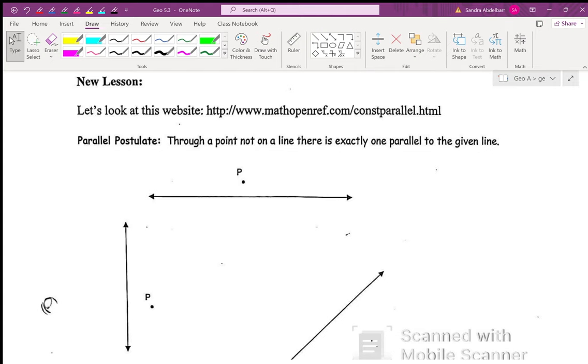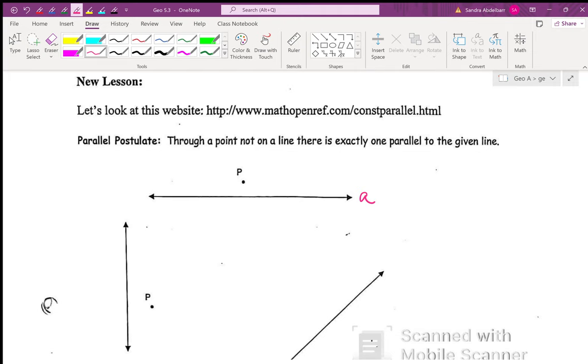The parallel postulate tells us through a point not on a line, there is exactly one line parallel to the given line. So let's say I have this line, line A, and I have point P. This postulate is telling us that there is exactly one line, not less than one line, not more than one line, exactly one line that can be drawn through P that will be parallel to this line A. Which makes sense, right? You can't have two lines drawn through point P that will be parallel to line A, only one, exactly one line.